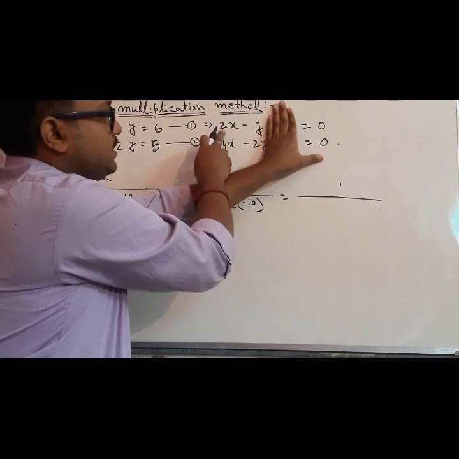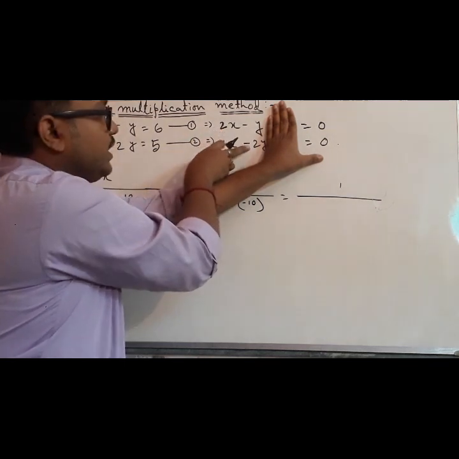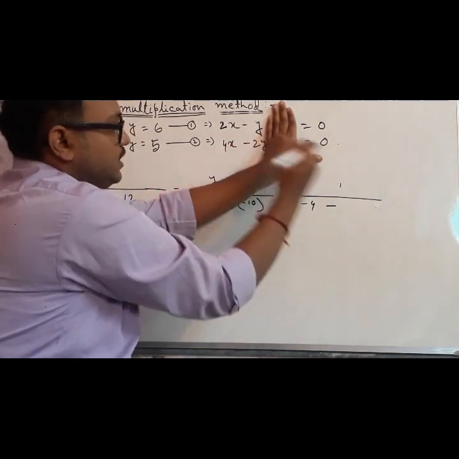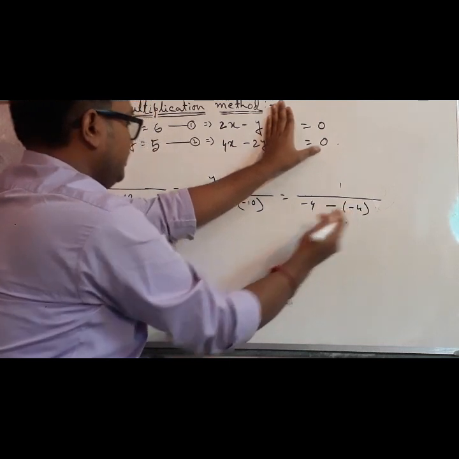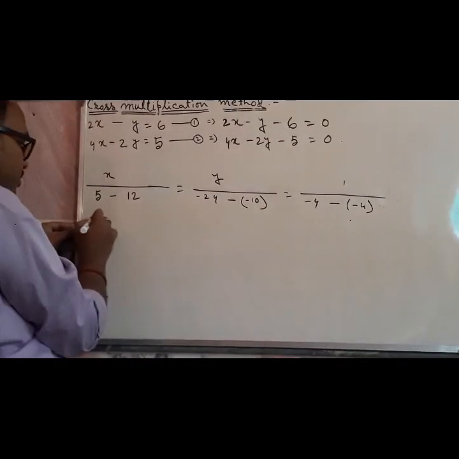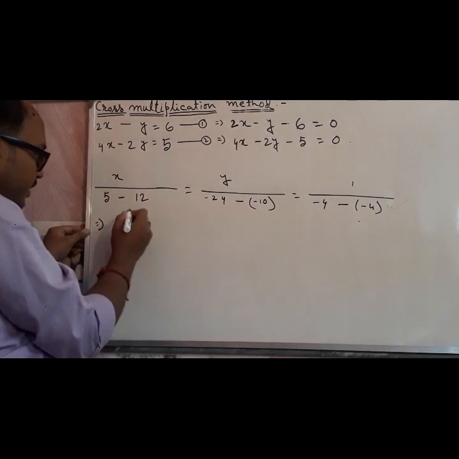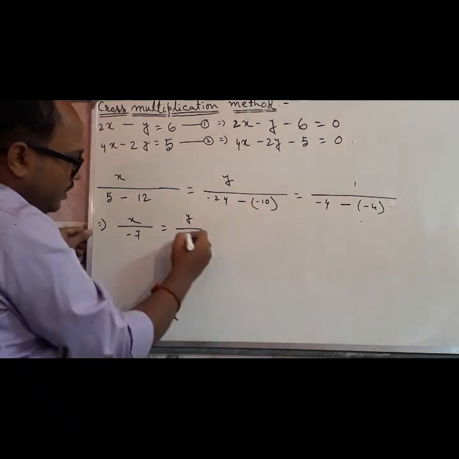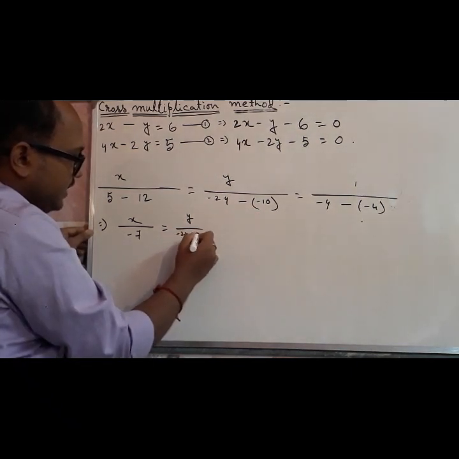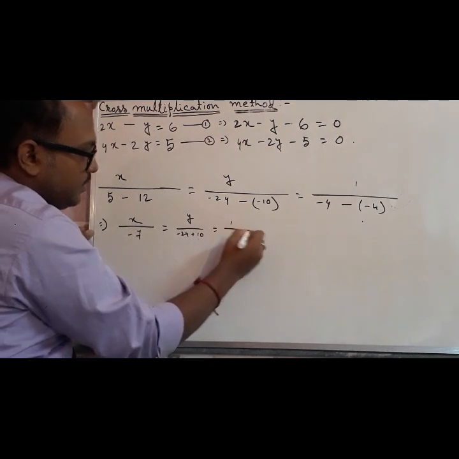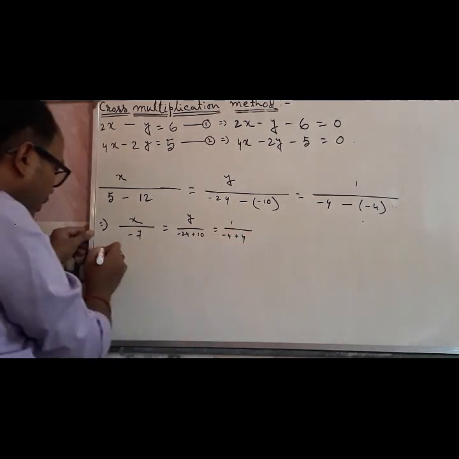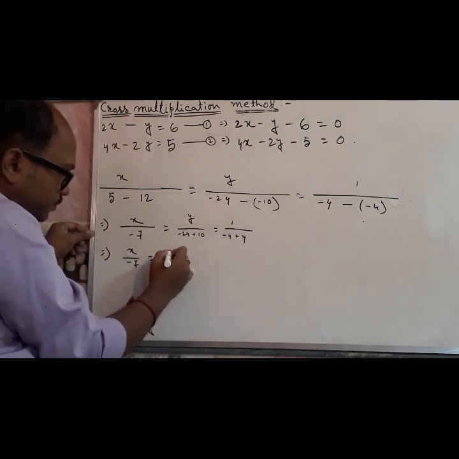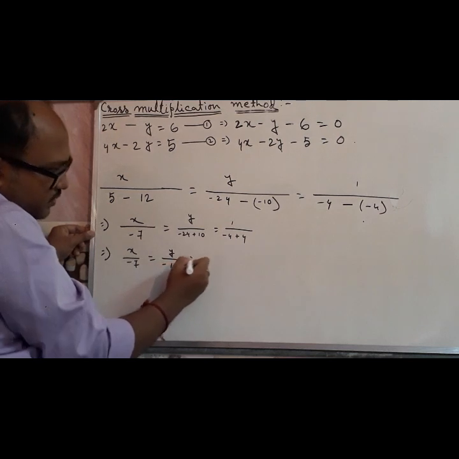Then the denominator of the constant term: just place your left hand on the constant terms. Then start from the beginning, 2 into minus 2, that is minus 4. Then minus 4 into minus 1, that is minus 4, that is minus of minus 4. Okay, that implies that we got x by minus 7 is equal to y by minus 24 plus 10, that is equal to 1 by minus 4 plus 4, which implies that x by minus 7 is equal to y by minus 14 is equal to 1 by 0.